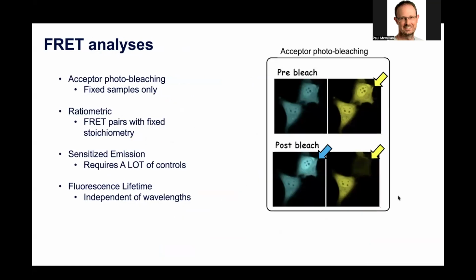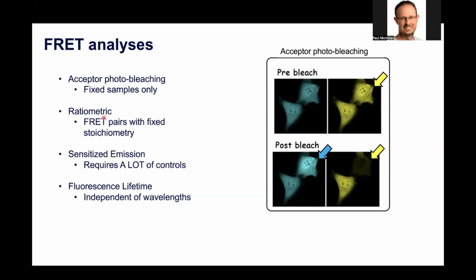FRET analysis can be done in a number of ways. And again, I would encourage you to reach out before you start these to get some advice. We have systems which have workflows which can help you through this. So one method is acceptor photobleaching, in which case we're bleaching out the acceptor, in this case on the right-hand side. That should increase the intensity coming from the donor.